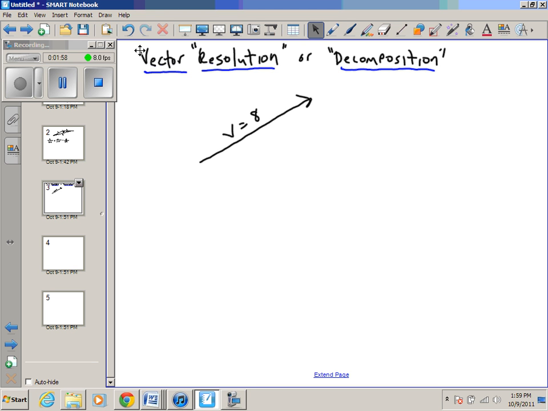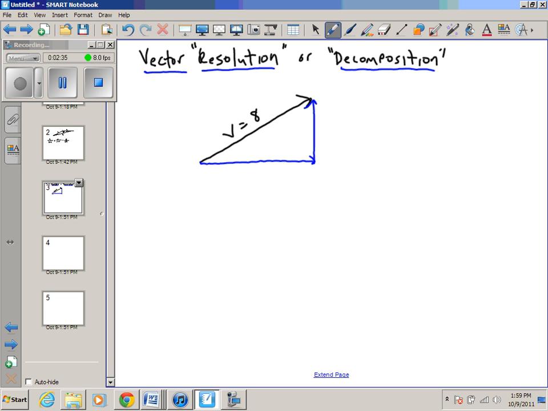So the question is, how much of the 8 is going up, vertically upwards, and how much of the 8 is going to the right? Some vectors could be more up than to the right, or more to the right than up. So you might want to come up with a value. In other words, you might want to know, if I take a look at this, how much of this vector is going to the right? That would be this. And then how much of the vector is up? That would be this.